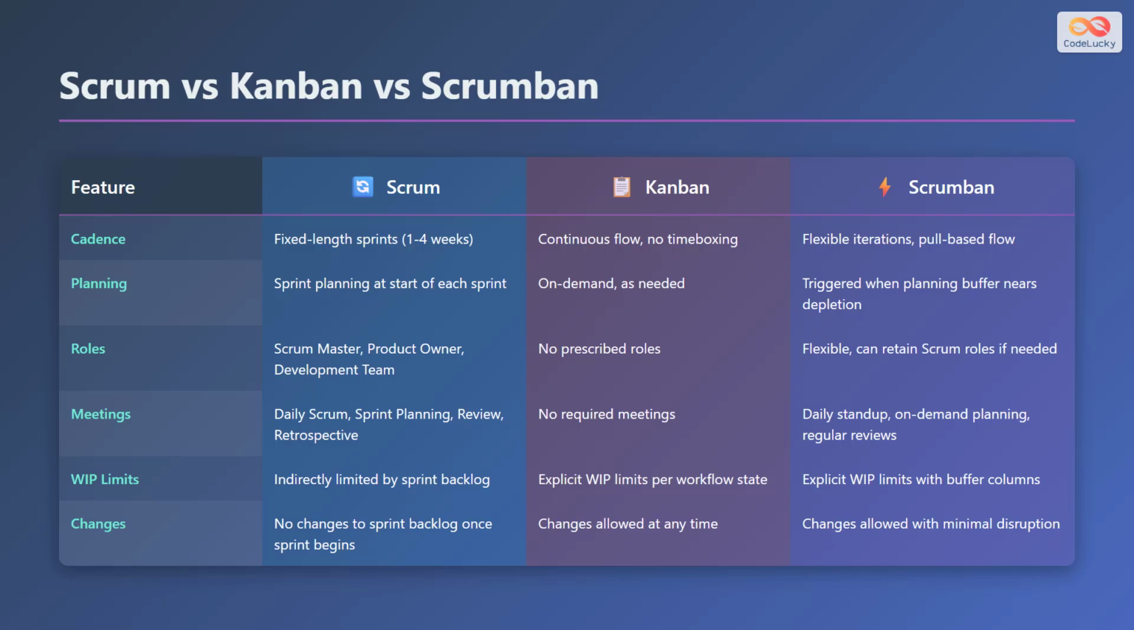Changes in Scrum are not allowed to the sprint backlog once the sprint begins. Kanban allows changes at any time, and Scrumban allows changes with minimal disruption.